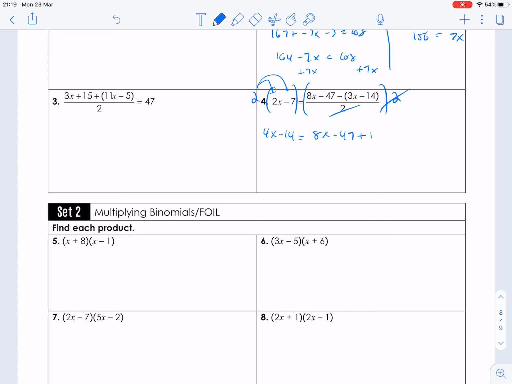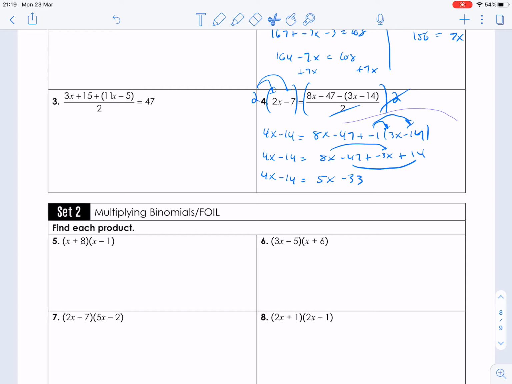You could write it as plus negative 1 times 3x minus 14. If you can't see it, sometimes that does help. So 4x minus 14 equals 8x minus 47. Remember, this is multiplication, so you can't just add the negative 47 and negative 1. Plus negative 3x, positive 14. There we go. So 4x minus 14 equals, combine like terms, 8x and negative 3x is going to be 5x. Negative 47 plus 14 is going to be negative 33.